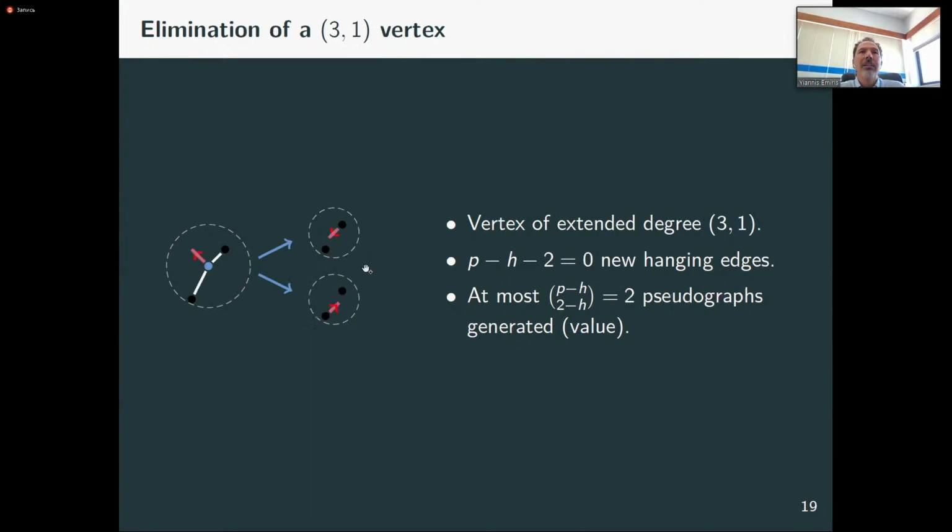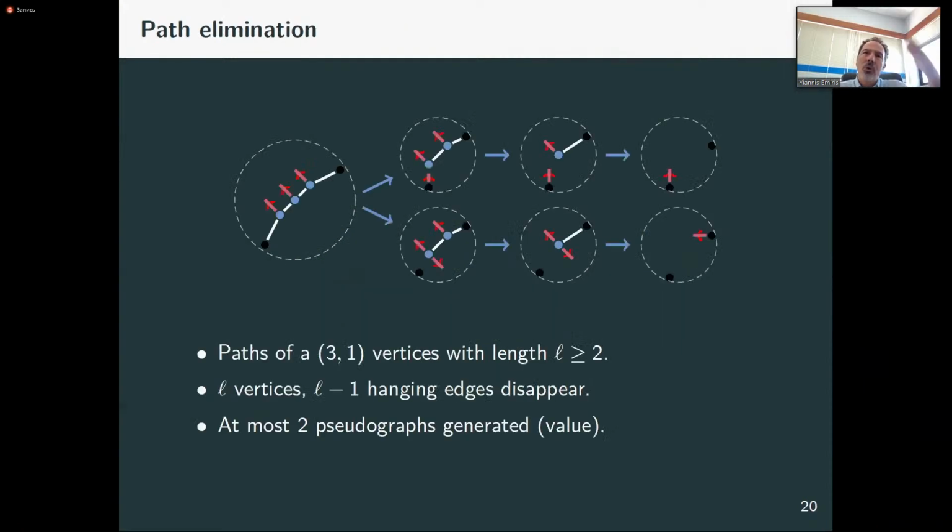I could eliminate a vertex with total degree 3, but 1 hanging edge, and then I see there are 2 possible pseudographs. So 2 possible orientations of the result. So the value is 2. And for accelerating this elimination, I can eliminate vertices on a path if they are all extended degree 3,1. And this kind of elimination always has 2 resulting orientations, so the value is always 2 here. I don't need any fancy calculation for that.